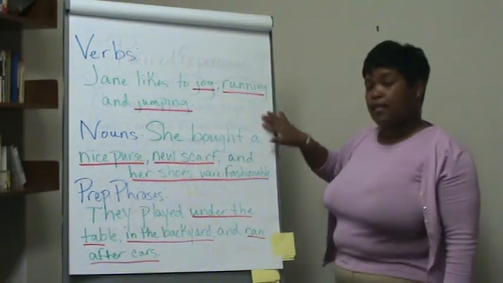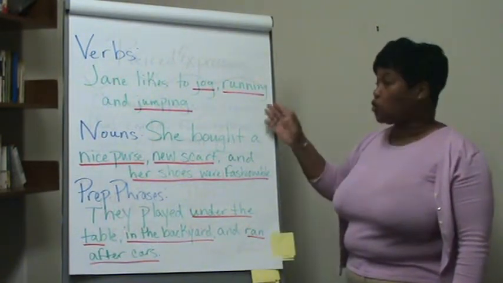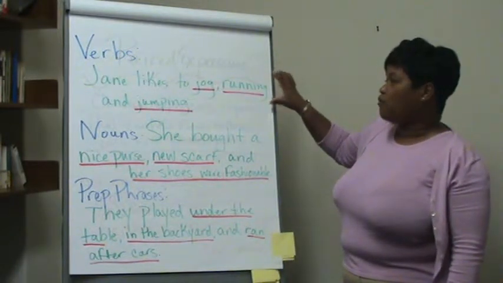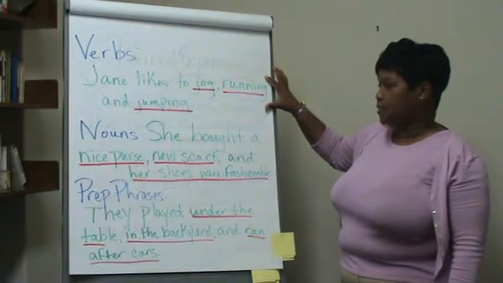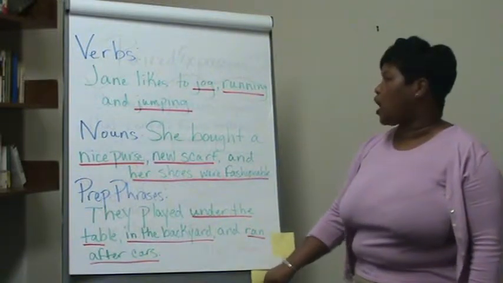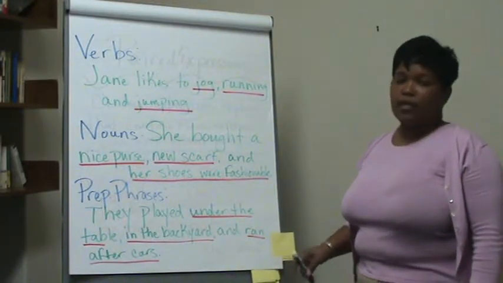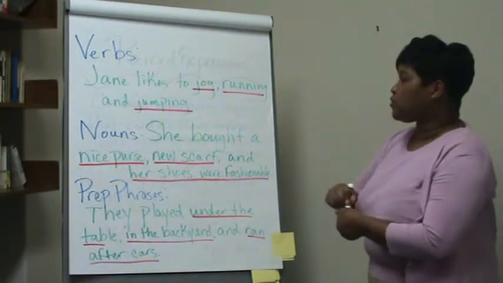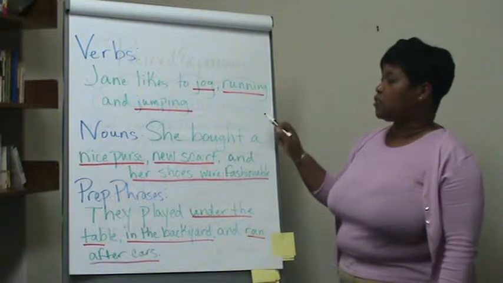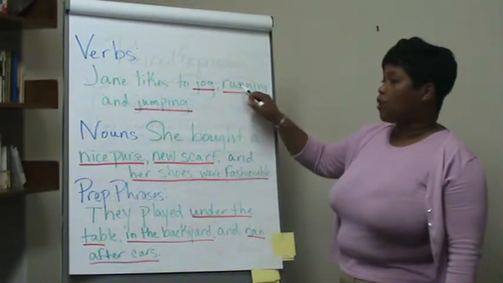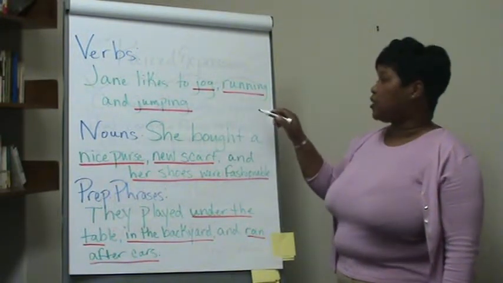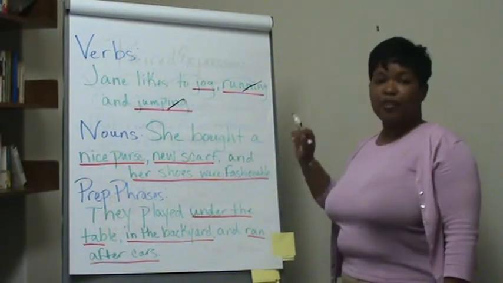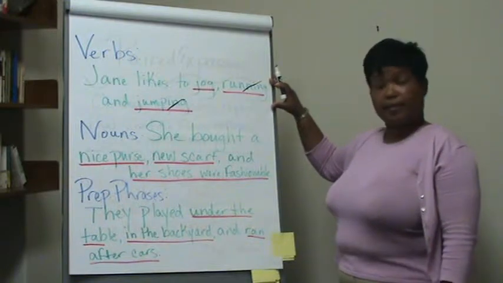So we have a few examples of parallel structure as it shows up in sentences. So with our verbs here, we have one sentence with an inconsistency. So Jane likes to jog, running, and jumping. In order to make that particular sentence parallel in its structure, with its verbs, you're going to have to change it to either Jane likes jogging, running, and jumping, or Jane likes to jog, run, and jump. And that way you have consistency with those verbs in that sentence.